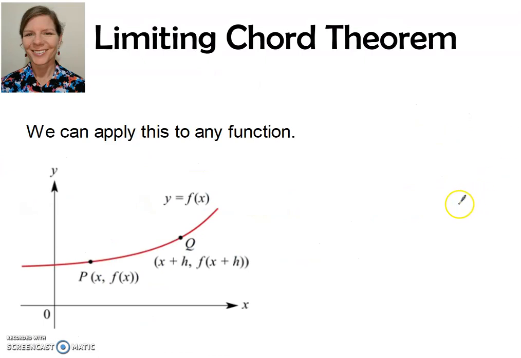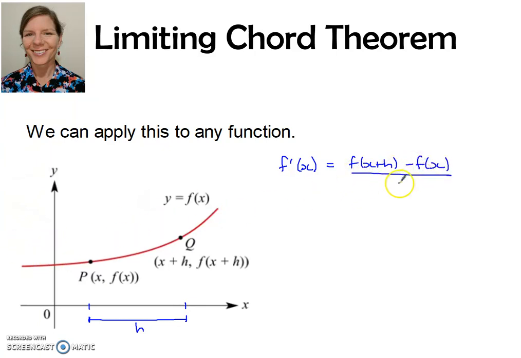So we can apply this to any function at all. It doesn't matter what the function is, we take a function, we define a point P such that the x value is x, and therefore the y value is f of x, and then we talk about this point Q where it's x plus h, so this distance here is h. Then we've got f of x plus h, that's over here. And then we just reduce this and make it smaller and smaller. So what you get is f prime x is just f of x plus h minus f of x, that's the difference in the y values, over h. And this works for any function.